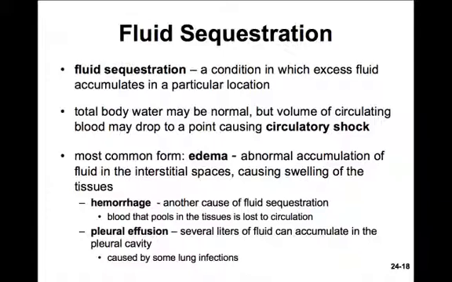Other causes: we can see hemorrhaging, where blood pools in the tissue and so is lost from circulation. So if we have a big bruise or internal bleeding or external bleeding, right? And then pleural effusion is where, because of some sort of lung infection, we can see fluid accumulating in the pleural cavity. And that will, of course, decrease the respiratory capacity, and so on and so forth.